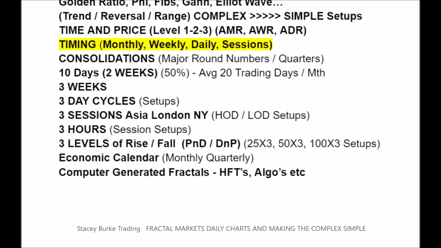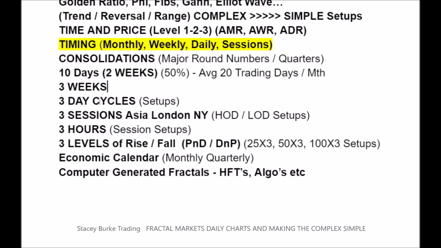So again, 3 weeks, 3-day cycle setups, major pairs, first red day, 3-day setups for trend trades, reversals, or trading ranges. 3 levels within that. We can have 3 session trades. So 3-day cycles, 3 session trades that will lead into executing the 3-day setup.